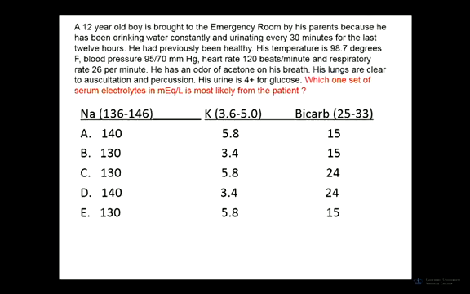He's previously been healthy. His temperature is 98.7, blood pressure 95/70, heart rate of 120, and respiratory rate of 26. He has an odor of acetone on his breath. His lungs are clear to auscultation and percussion. His urine is 4+ for glucose. Which one set of serum electrolytes is most likely for the patient?